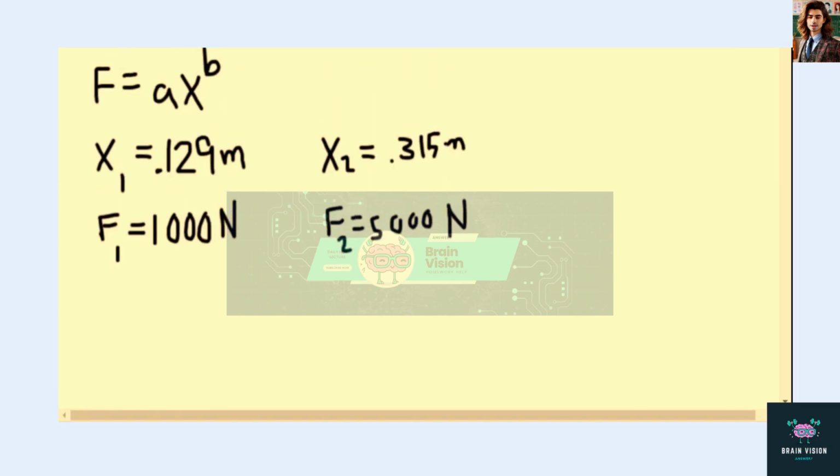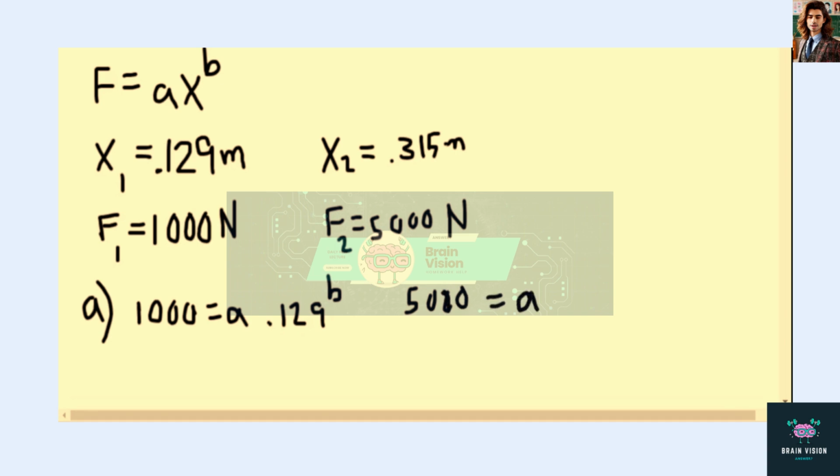The first thing we're asked to do is to figure out the constants A and B given this information. So 1,000 equals A times 0.129 to the B power, and 5,000 equals A times 0.315 to the B power.